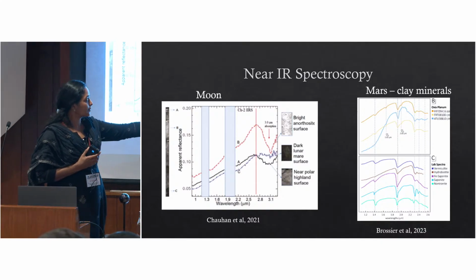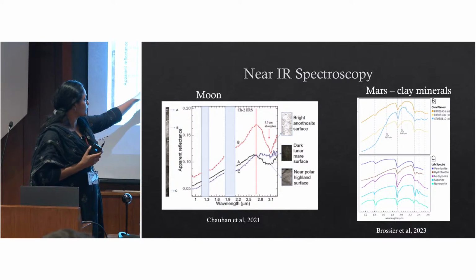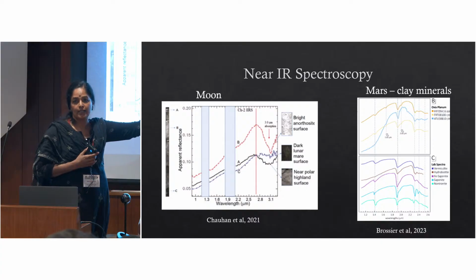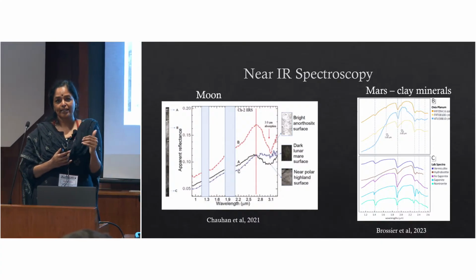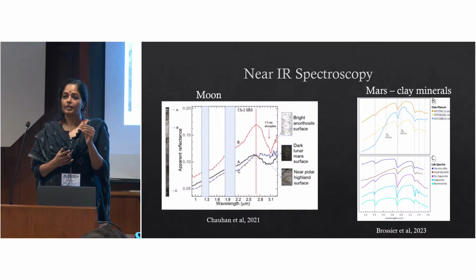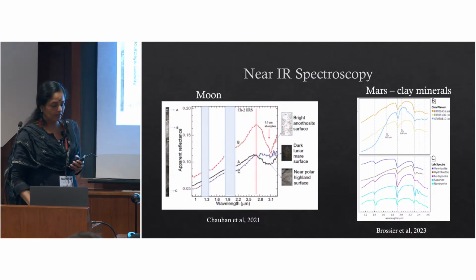On Mars, you have clay minerals, and I just want to show the differences. When you have a near IR spectrum, it's very different for the moon and for Mars. Near IR reflectance spectra really tell you about the minerals that are present there. I'll come to the modeling of this in a bit.